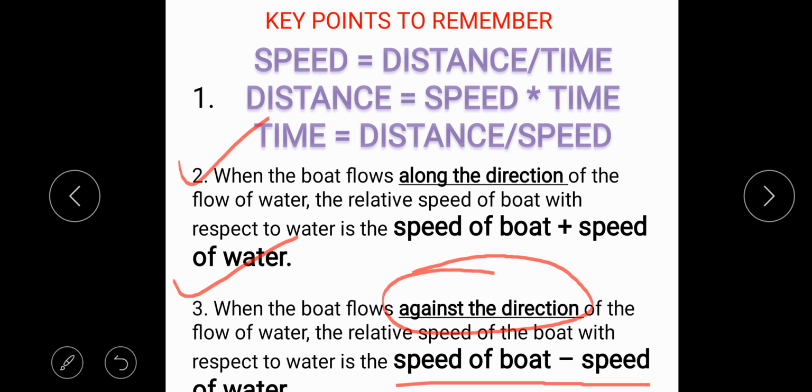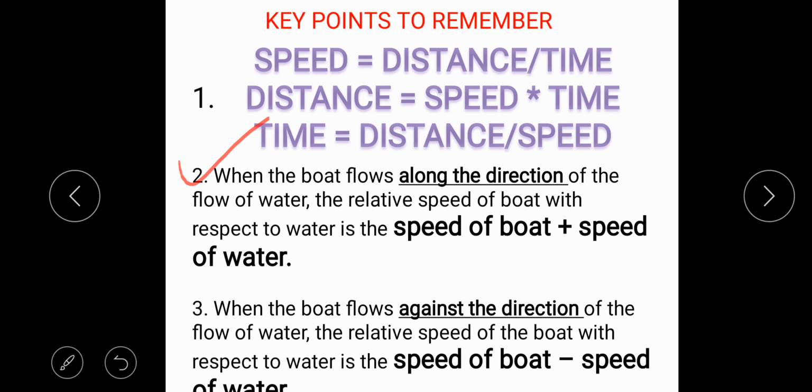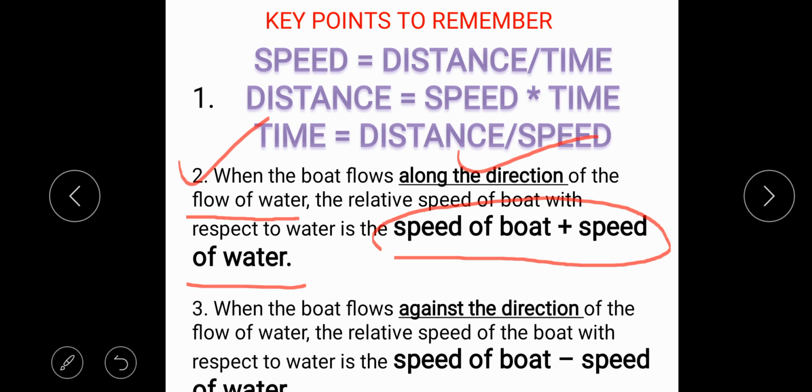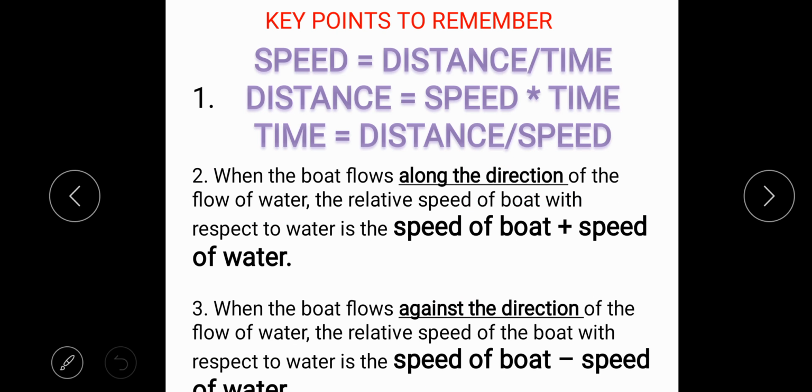In the first case, we have to add the speed of boat and the speed of water when the boat is moving along the direction of the flow of the water. Then relative speed is always equal to speed of boat plus speed of water. And when the case is against the direction of the flow of the water, then the relative speed of boat with respect to water is always equal to speed of boat minus speed of water. So these three points you must always remember.